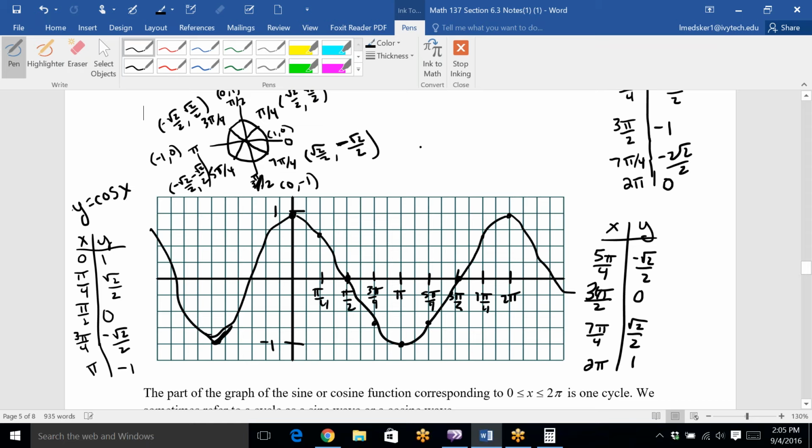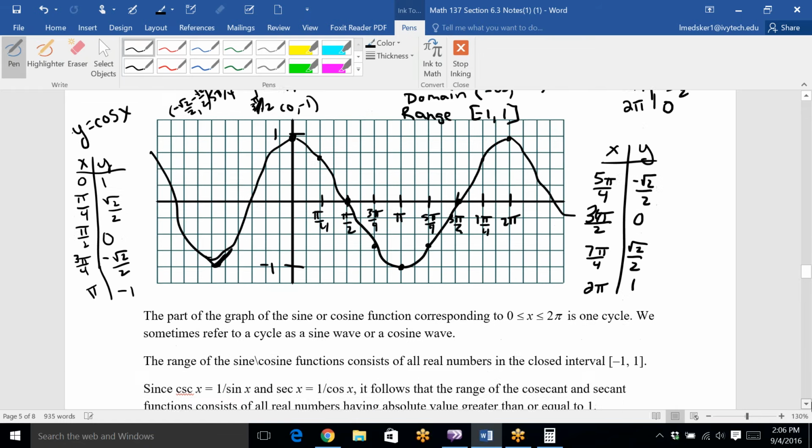So things that we know. It repeats every 2 pi, that's its period. It has a domain of -infinity to infinity. Any x or theta we want to plug in has a value for it. Range is still -1 to 1. Now, so that's sine and cosine.